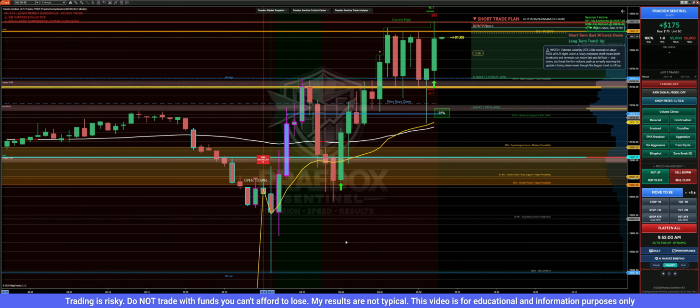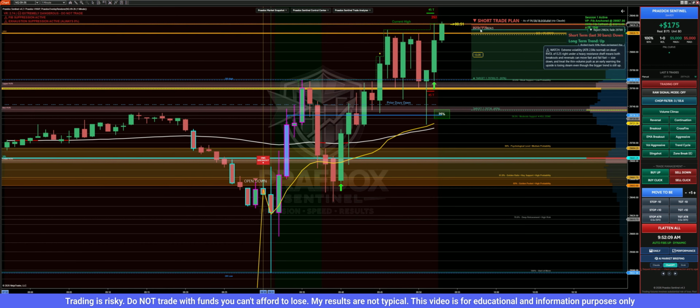Approaching long plan entry 29,824.5. Approaching short plan entry 29,824.5. Our possible trade plan. So if we were inclined to take a short here as the trader, it's up to you whether or not you like this trade plan or not.